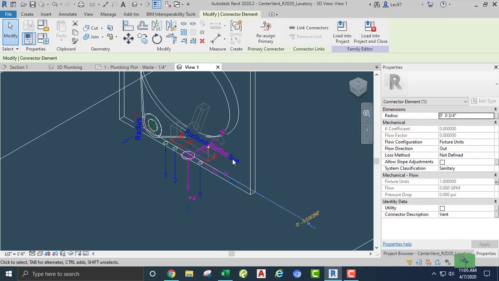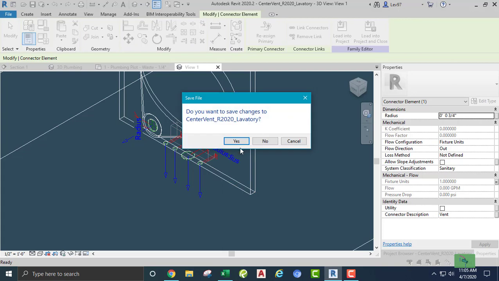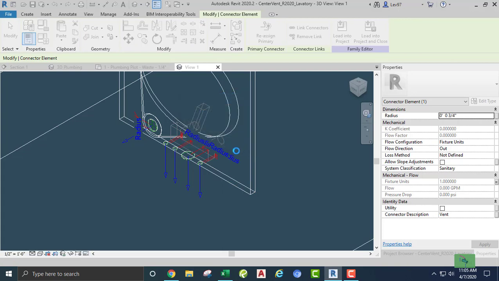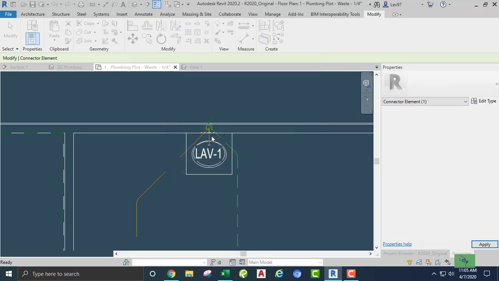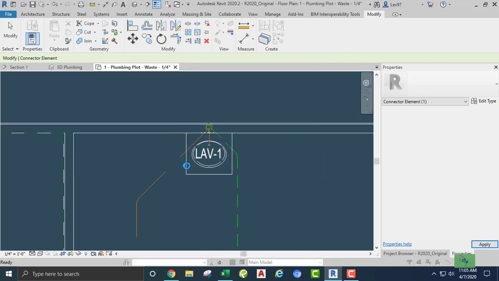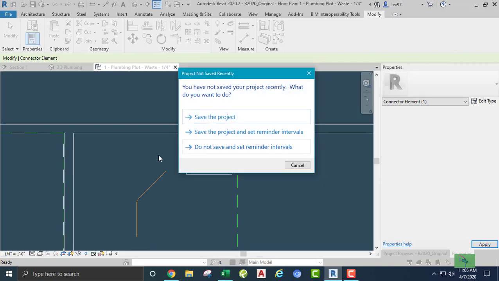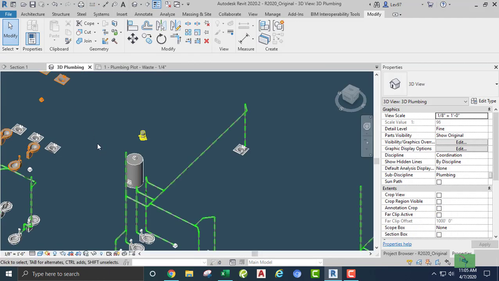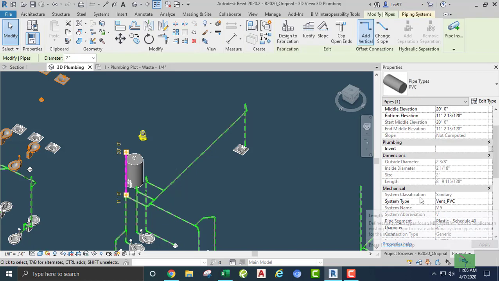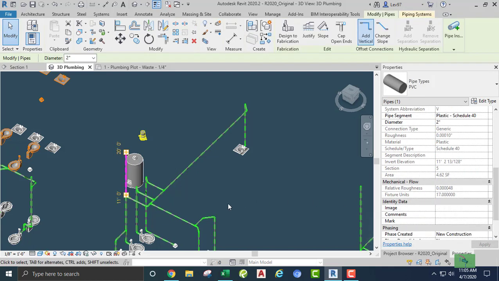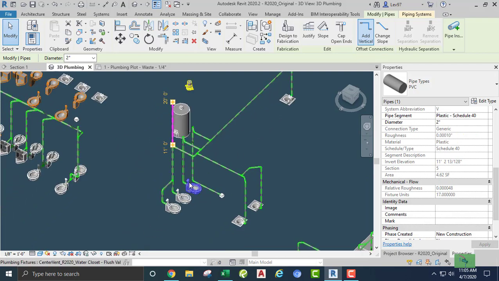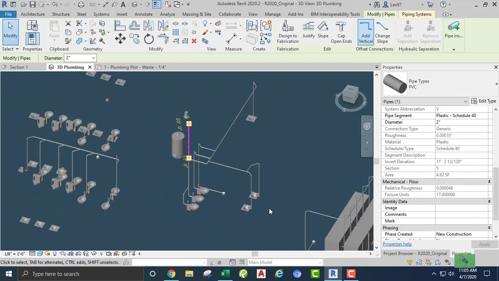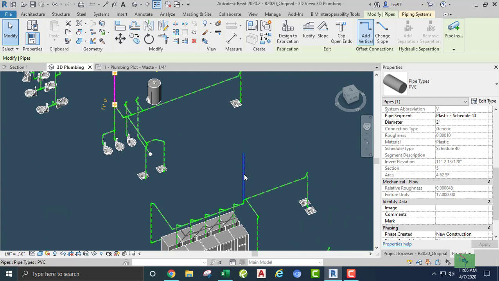It should be out. I'm going to save this. I'm going to save that. I'm going to escape. And I'm going to go to my 3D view and count up my fixture units for my vent. And it's going to say 17. Is that right? I don't know if that's right. Let me go to another one. What's that one? 0. Okay.